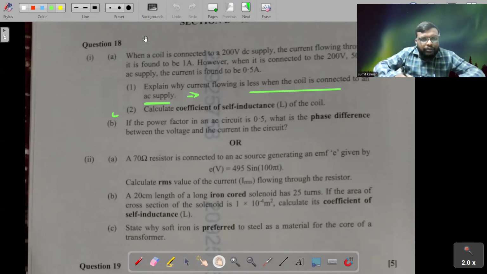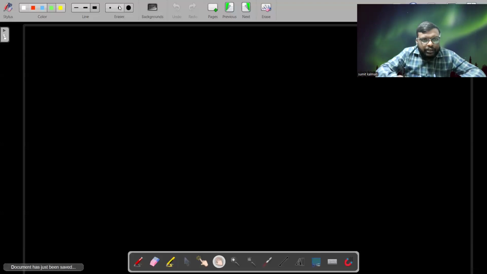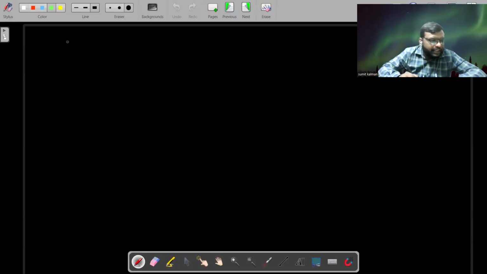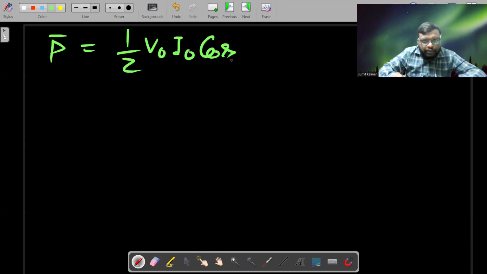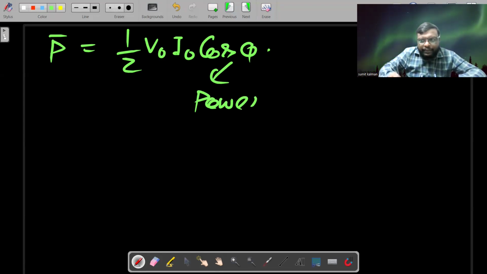As we all know, if the circuit has inductance, then average power is given by P bar equal to half V naught I naught cos phi, where cos phi is the power factor. This cos phi is the power factor.